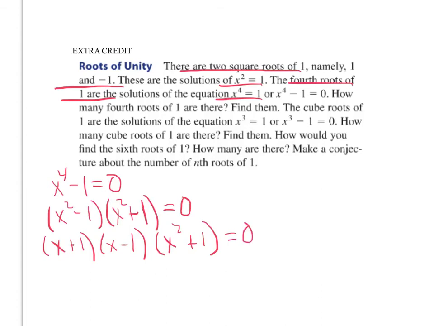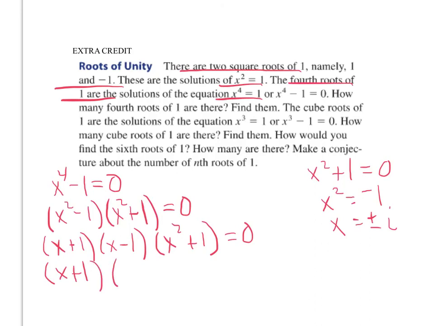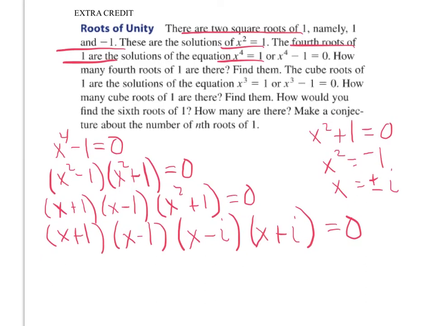However, we know that if we have the equation x squared plus 1 equals 0, to find its zeros in the complex numbers, we can subtract 1. x squared equals negative 1. And so now x equals plus or minus the square root of negative 1, which is i. So actually, we can factor x squared plus 1 in the complex numbers as x minus i times x plus i. So now we see we have four factors, and each of those factors gives us a 0.